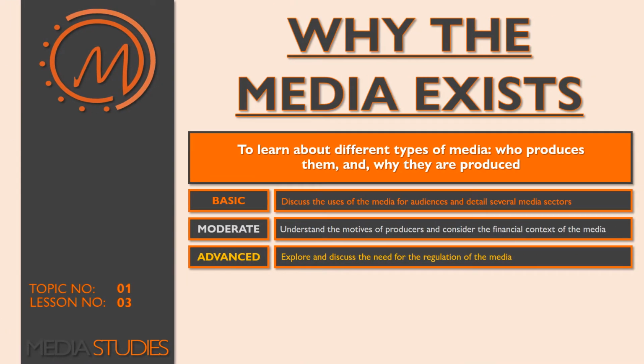This is our title slide for this lesson, and as you can see, we're going to explore why the media exists. And our learning objective here is to learn about different types of media, who produces them, and why they are produced. In the bottom left here, you can see that we're still on our first topic, an introduction to the media, and we're on lesson 3. Have a quick read of the success criteria before we move on to the next slide.